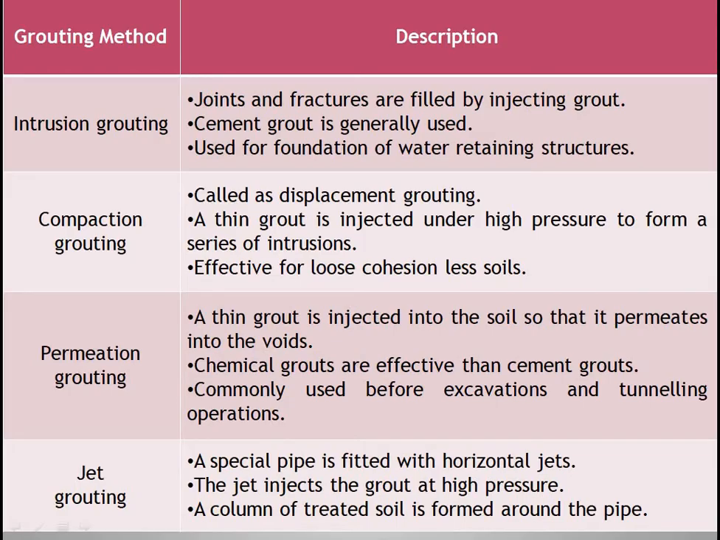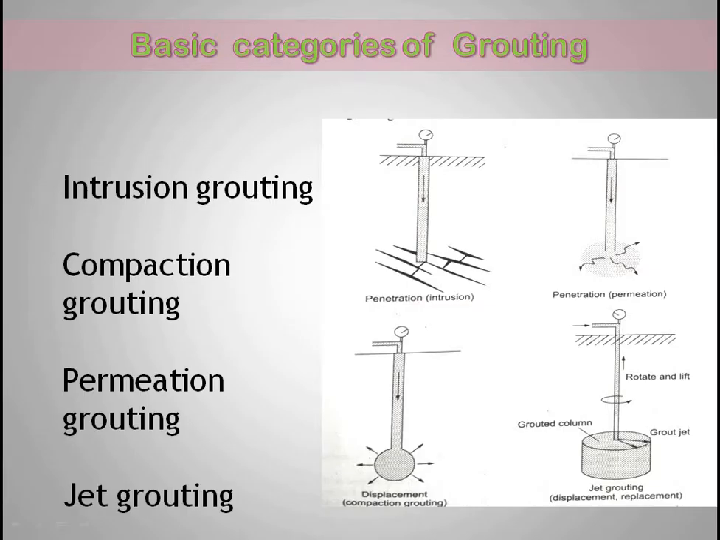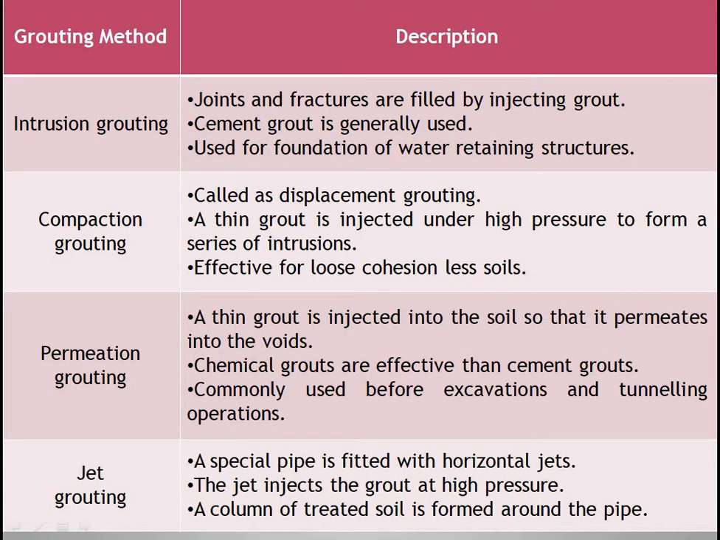The second method is compaction grouting. The other name for this method is displacement grouting. Here also a thin grout is injected under very high pressure, to form a series of intrusions. This is effective for loose cohesionless soils. Cohesionless soils have large voids, so the voids will be filled by this kind of application of grout, which is called compaction grouting.